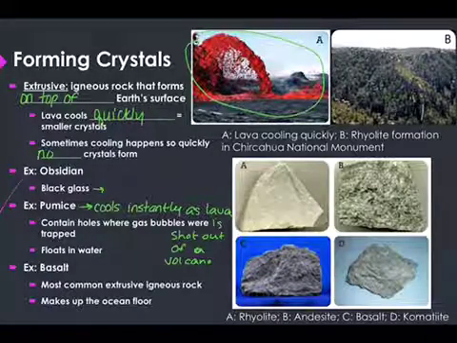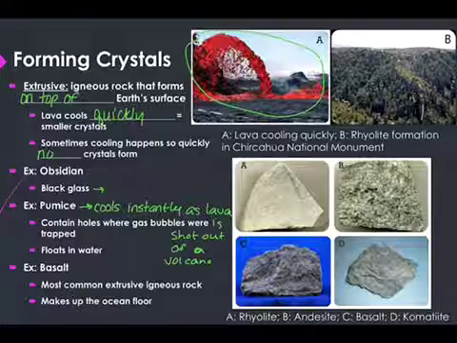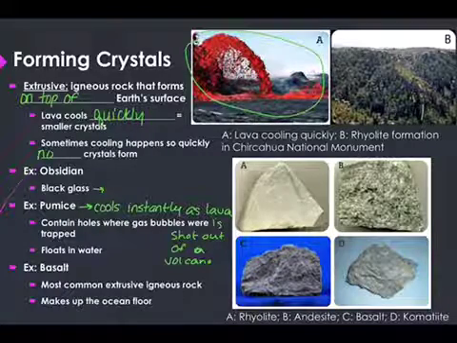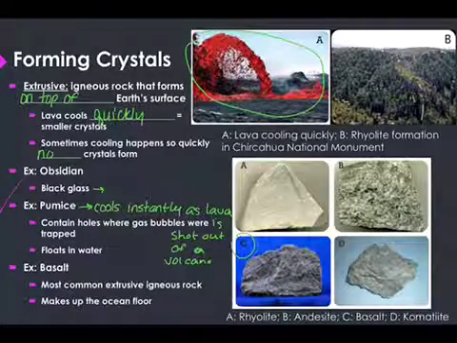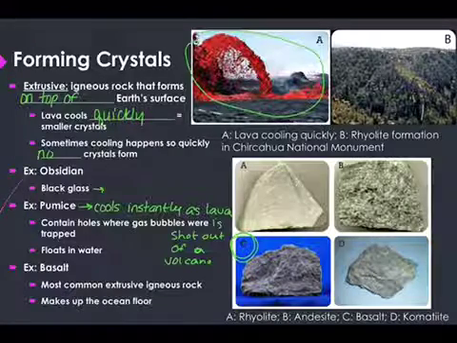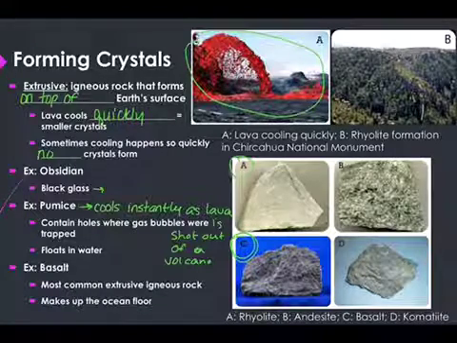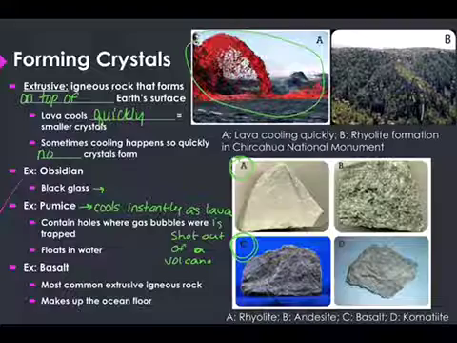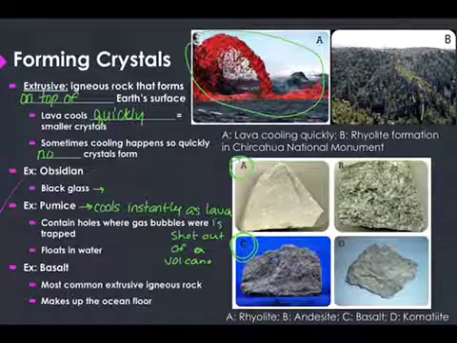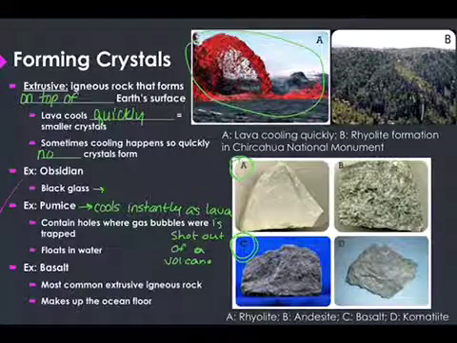Basalt is the most common extrusive igneous rock, and this is what makes up the ocean floor. And so we can see that here in letter C is basalt. A is a closer look at rhyolite. And in each of these, you can see that you can't really tell the different textures or the different crystals that have formed. B is an extrusive rock called andesite, and D is komatiite.